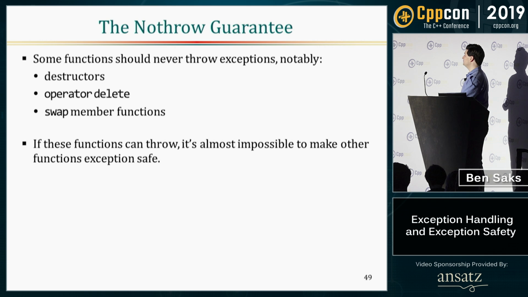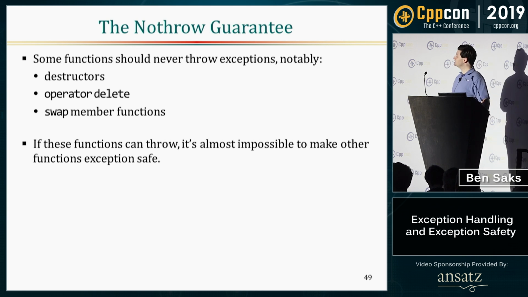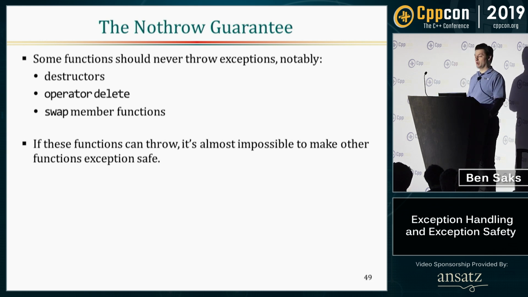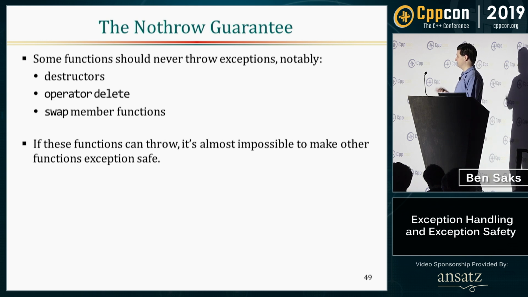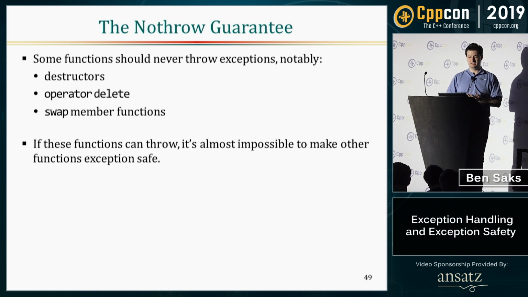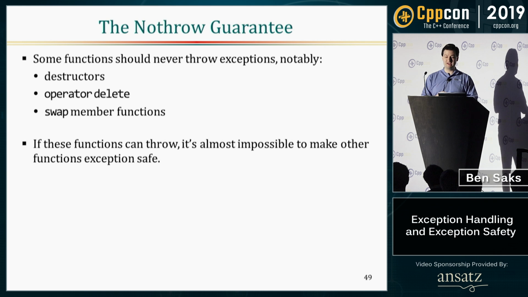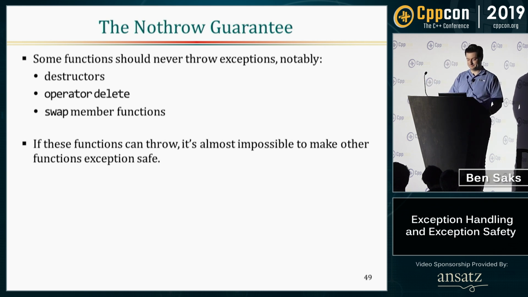So there are certain functions. The no-throw guarantee in general is something that you see particularly applied to certain functions, namely destructors, operator delete, and swap member functions. It turns out that it's really important that these functions never throw, because if you don't have these functions making the no-throw guarantee, it's really hard to make any other code exception safe.